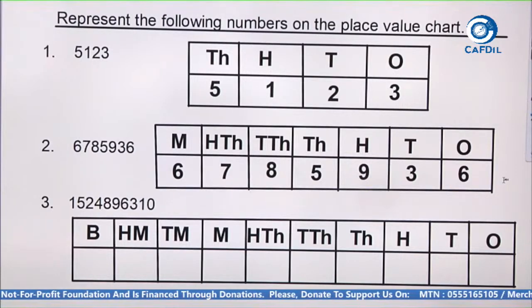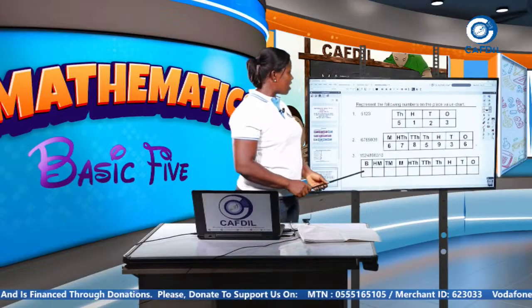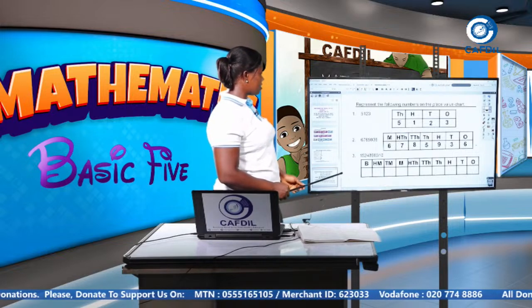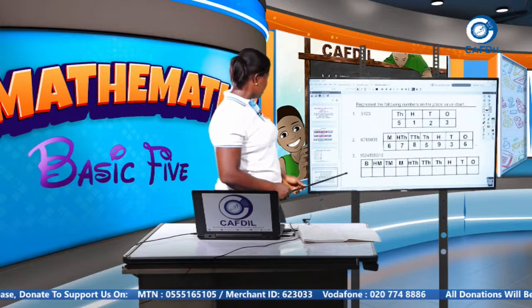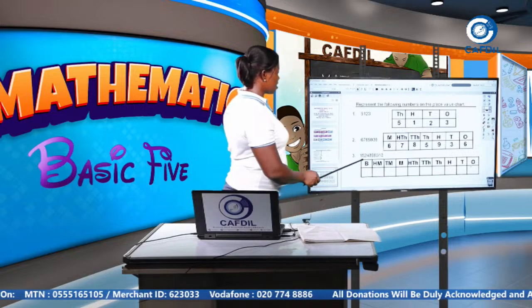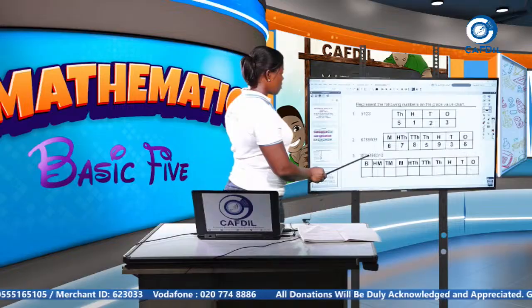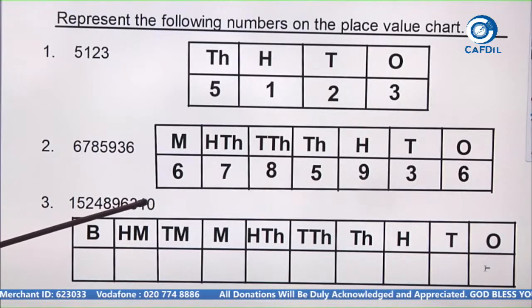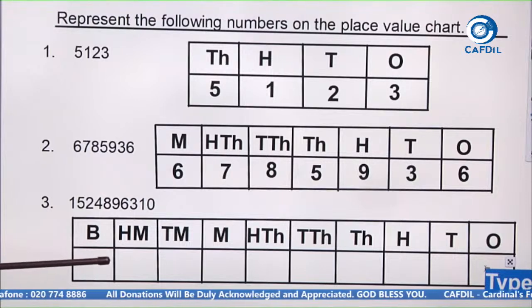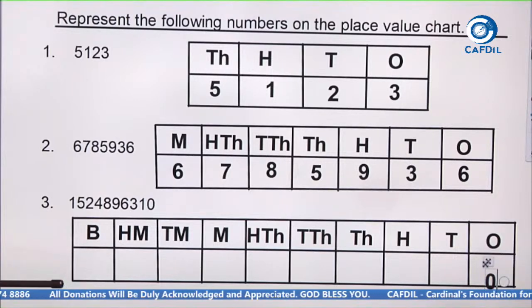Well done, learners. Now let's represent the number together on the place value chart. Just as I said, you count the number of digits that you are working with. 1, 2, 3, 4, 5, 6, 7, 8, 9, 10. So this should tell us that we are dealing in billions. Yes.